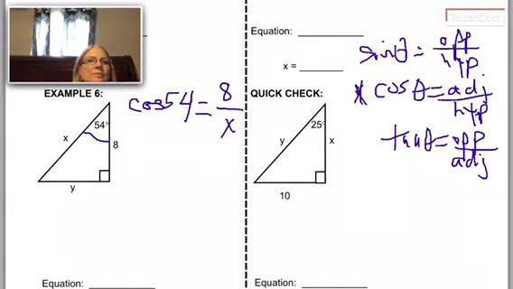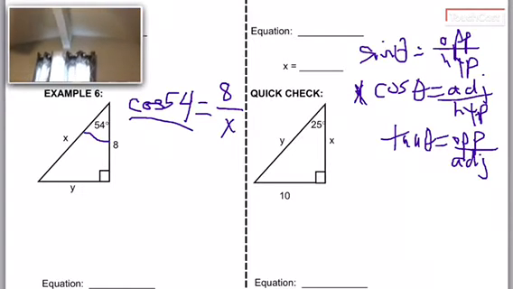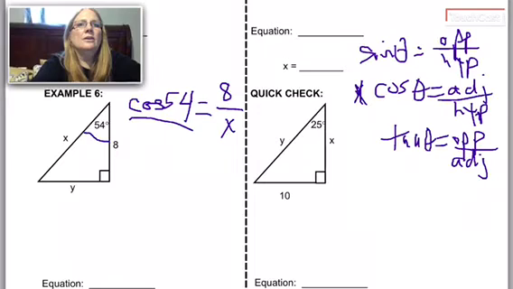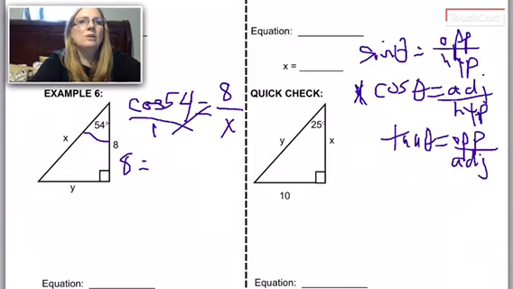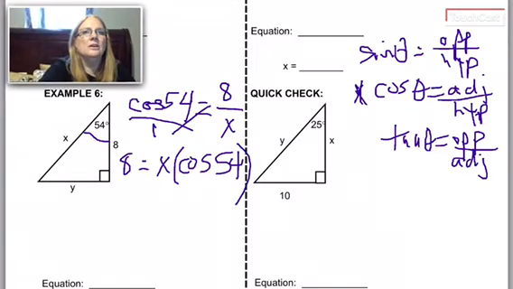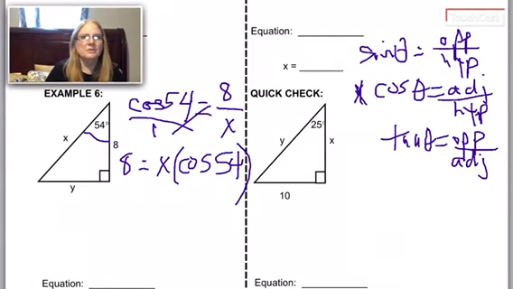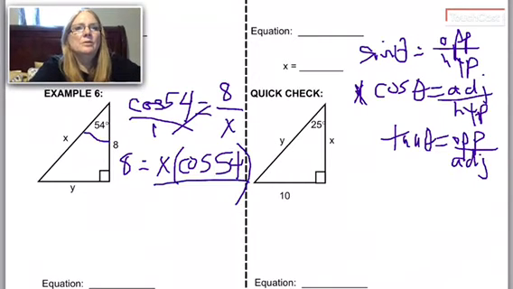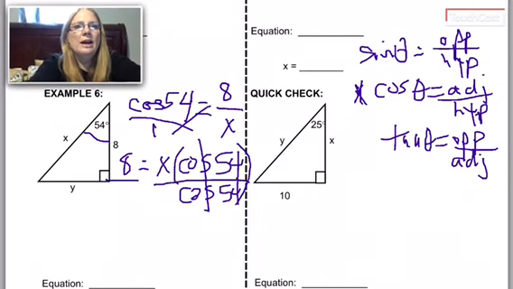So there's my equation. To solve this equation, if I write this as a proportion and cross multiply, I get 8 is equal to x times the cosine of 54. Remember that cosine of 54 is just a number. We can look it up in the table. You could replace it right there, but I find it easier to treat it as a number, and so if we divide by that same number, this becomes 1, so I can cross it out. So x is equal to 8 divided by the cosine of 54.